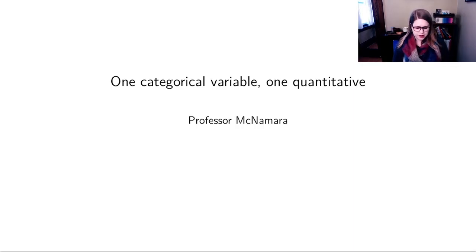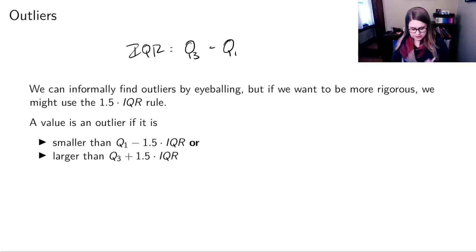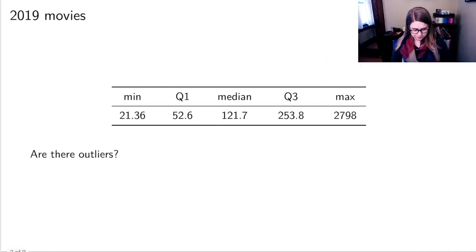But before we can really do that, we need to think about a few more visualizations and characterizations for quantitative variables. So we have been eyeballing to find outliers, but if we wanted to be more rigorous, we might use the 1.5 times the interquartile range rule. So the IQR, remember, is Q3 minus Q1. And a value is an outlier if it is smaller than Q1 minus that 1.5 times the interquartile range, or larger than Q3 plus 1.5 times the interquartile range.